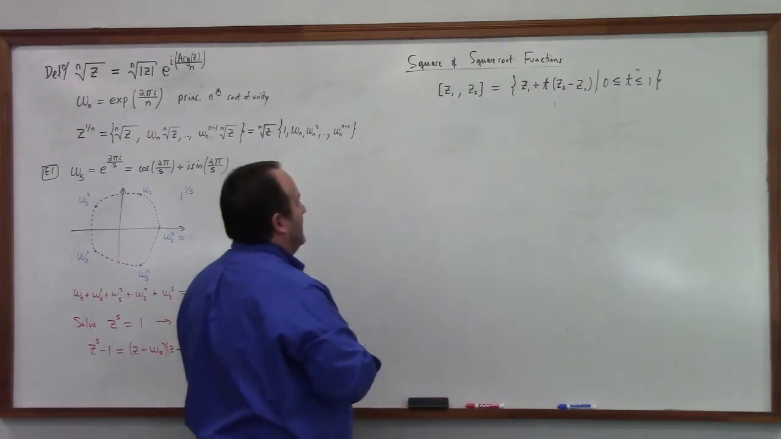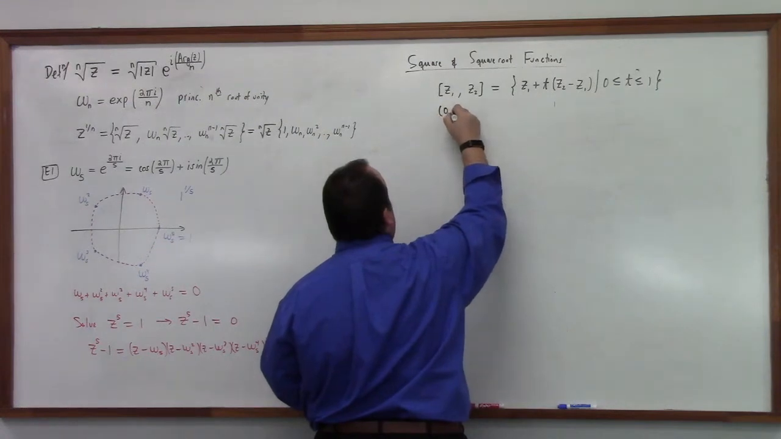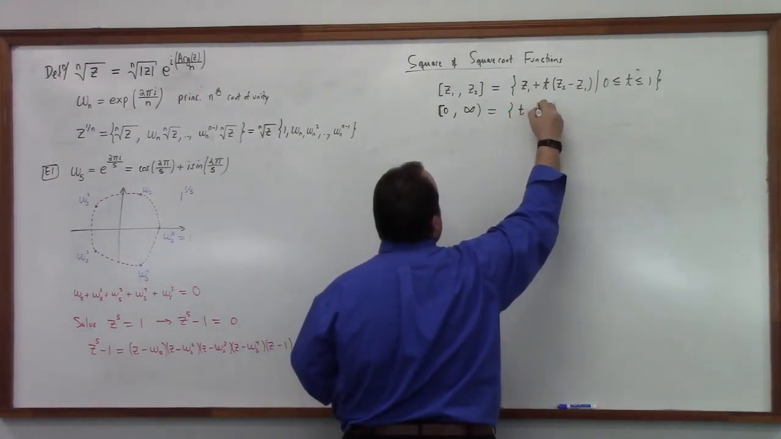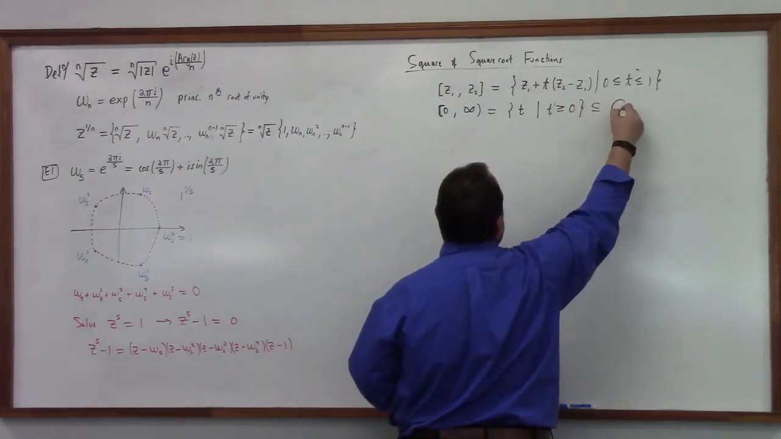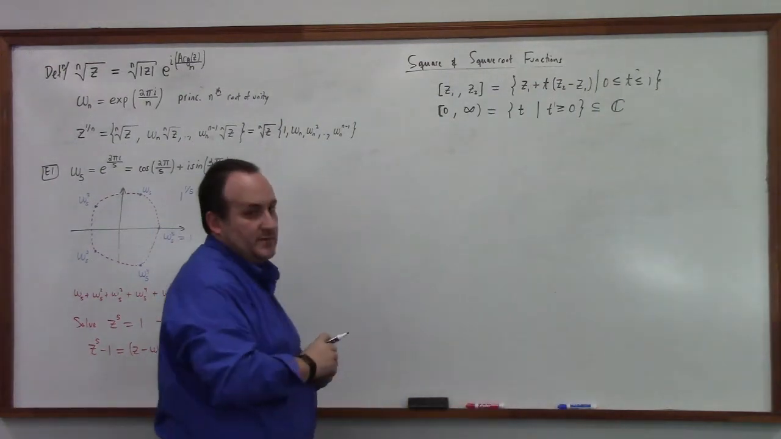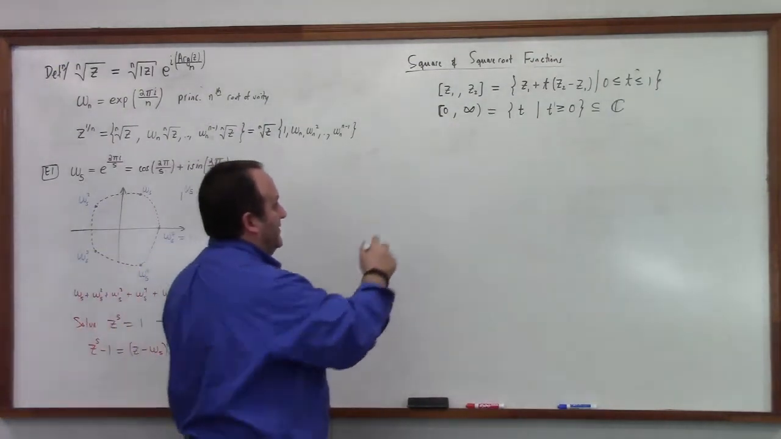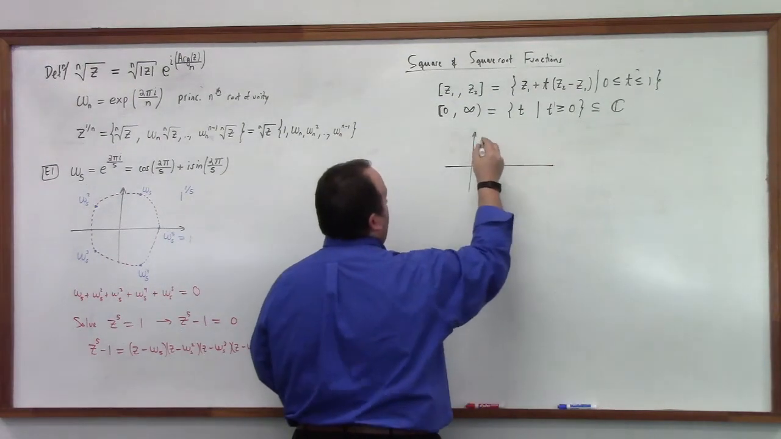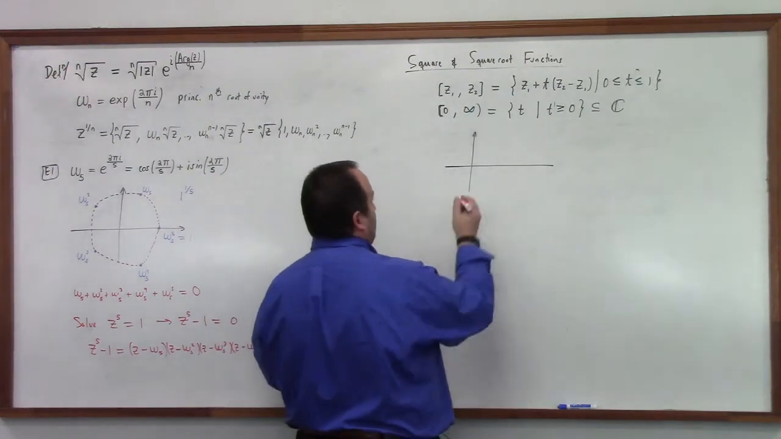And we also have more general meanings, like if we wrote 0 included to infinity, what that would mean would be things of the form t such that t is greater than or equal to 0. So we can view that as a subset of the complex plane, right? If I wanted to picture this one, where would this 0 to infinity be in the complex plane? It's the positive real axis. It's this thing here, right?